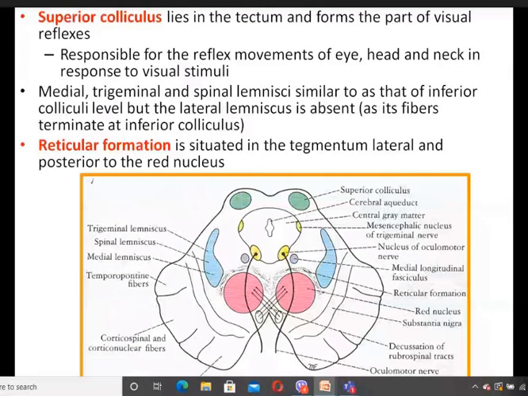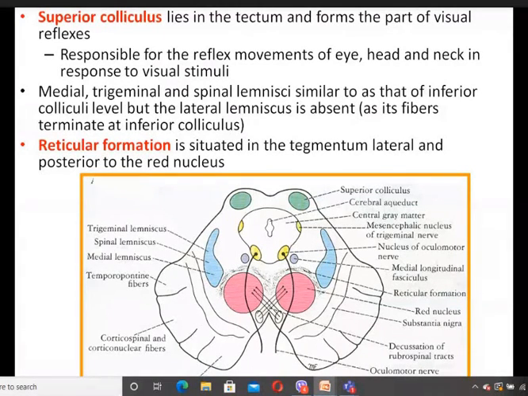The superior colliculus lies in the tectum. So here we can see the superior colliculus at the level of the tectum, and it forms part of the visual reflex and is responsible for the reflex movement of the eye, head and neck in response to visual stimuli. So movement of the head and neck towards the visual stimuli is the reflex movement, and that is done by the superior colliculus.